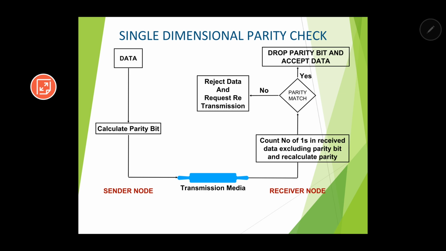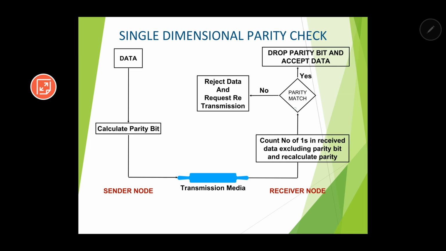Now you should go back to the steps and now it will be very clear to you. So the entire thing has been given here as a flowchart. So we'll take the data and then add the additional bit. That means we'll calculate the parity bit. These things will happen at the sender's node, and then data will be sent along with the parity bit through the transmission medium. After that, we will count the number of ones in the received data, excluding the parity bit. So while receiving, we will receive the parity bit also, but we will exclude the parity bit and count the number of ones and recalculate the parity again.